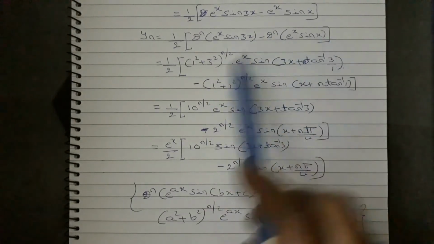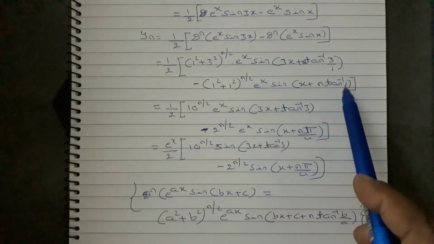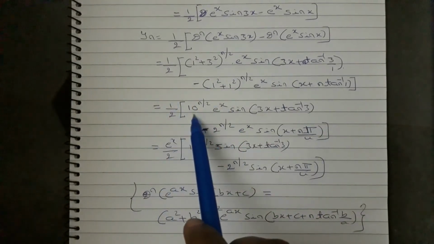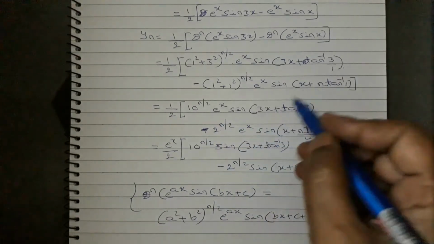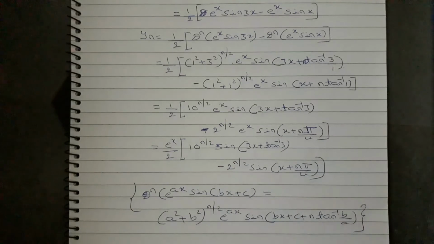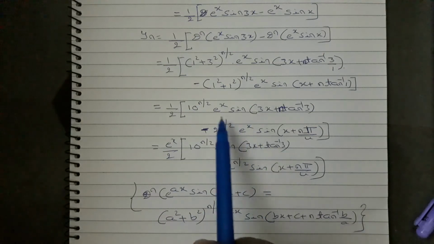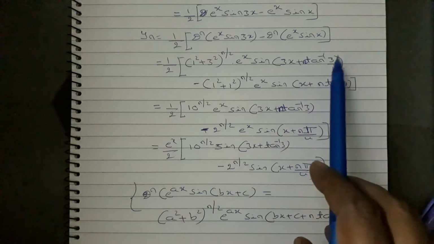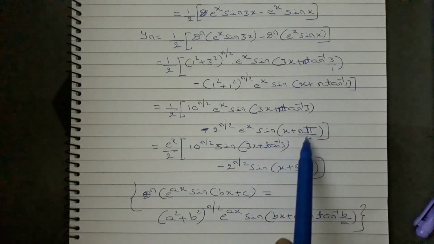Now here the a value is 1, the b value is 1: (1 square plus 1 square) raised to n by 2, e raised to x sin (x plus n into tan inverse of b by a). B is 1 and a is also 1. So it will become (1 square plus 3 square) raised to n by 2, e raised to x sin (3x plus n into tan inverse of 3). It is 3 by 1, so we get only 3. This is 2 raised to n by 2, e raised to x sin (x plus n pi by 4), because tan inverse of 1 is pi by 4.